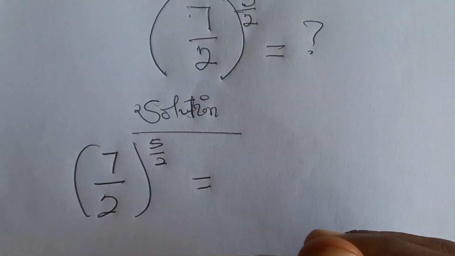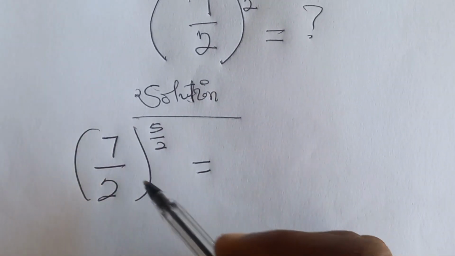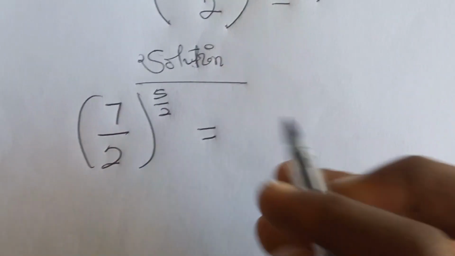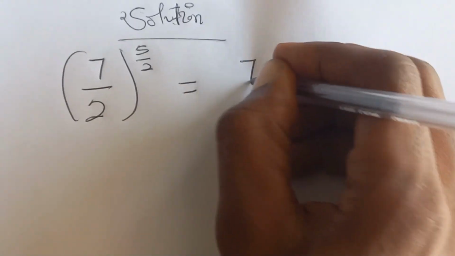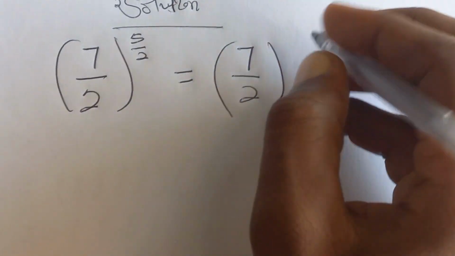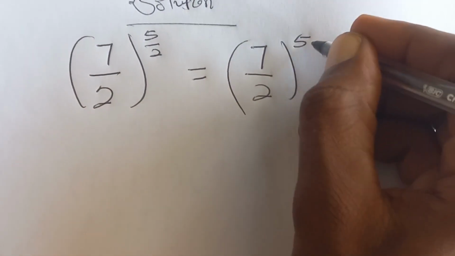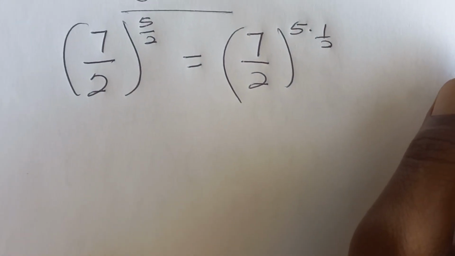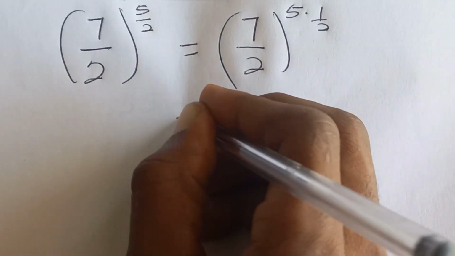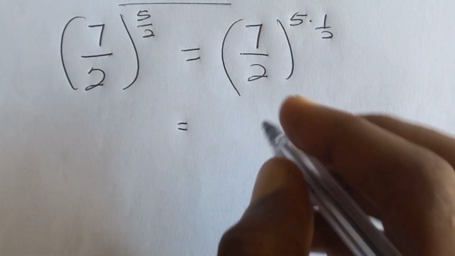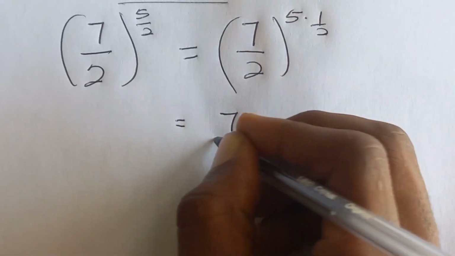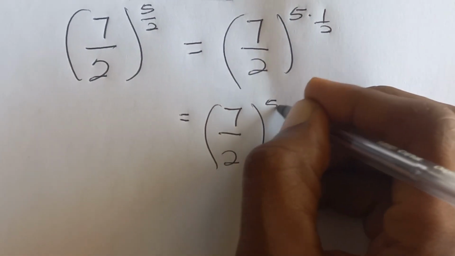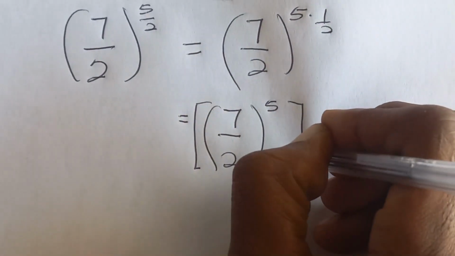So today we are looking at this problem. We are to simplify this. We can rewrite this as 7 on 2, all in brackets, exponent 5 multiplied by half. Which is equal to: we can put it in a bracket like (7 on 2) to the exponent 5, in another bracket, exponent half.